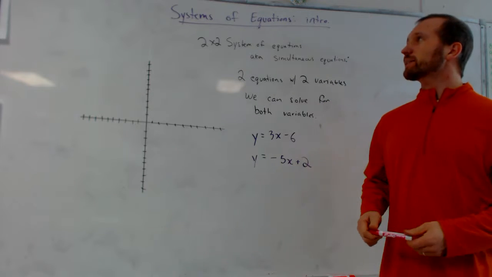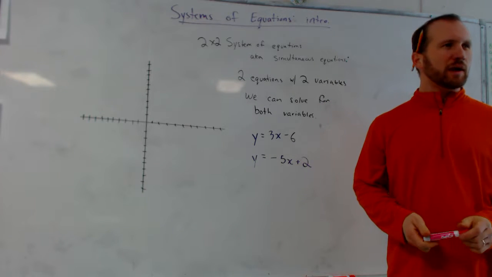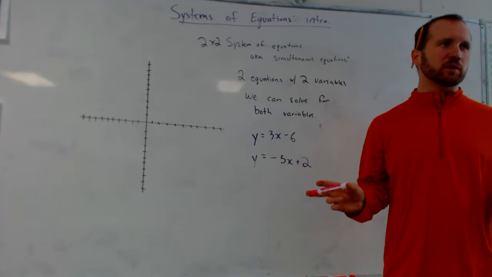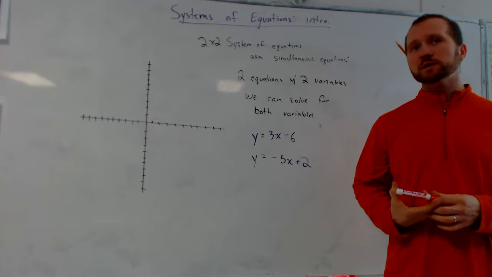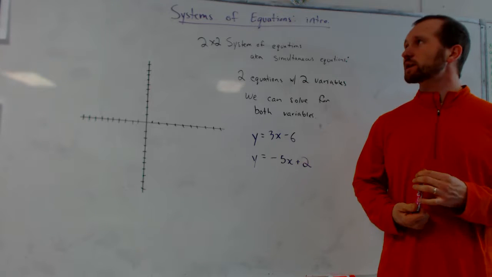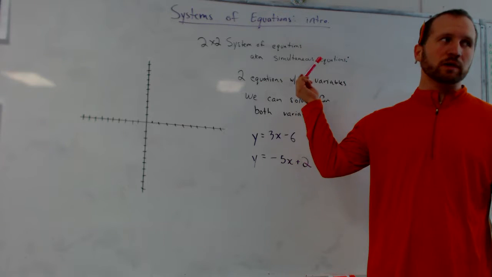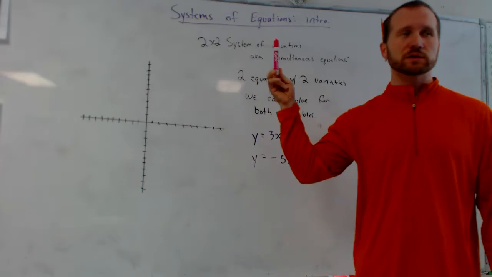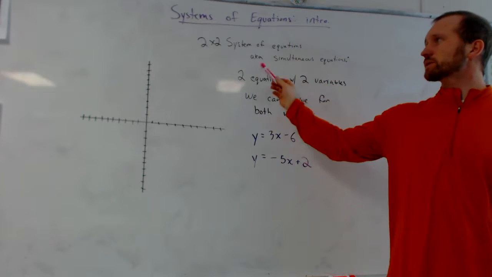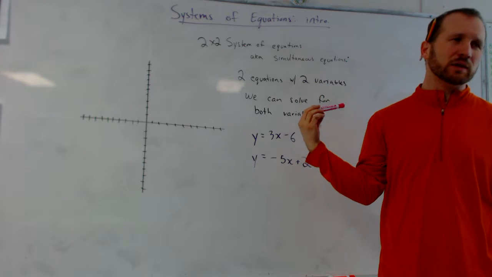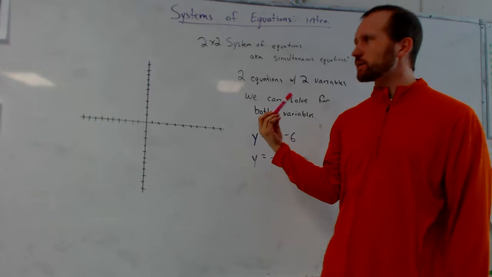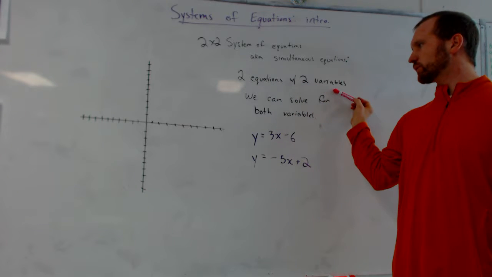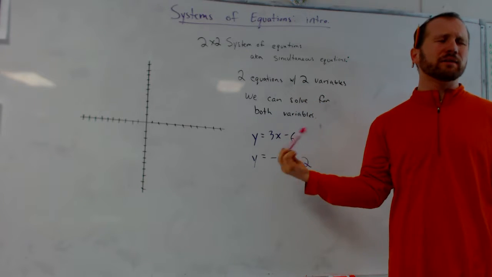All right, so I think this topic is probably the most useful topic in all of algebra. And we're going to spend a little while on it. So today's just an introduction to something called systems of equations. And we're going to look this year at 2x2 systems. So a 2x2 system of equations, also known as simultaneous equations, although I think that's kind of an outdated term. It's two equations, two variables, and we can solve for both variables.